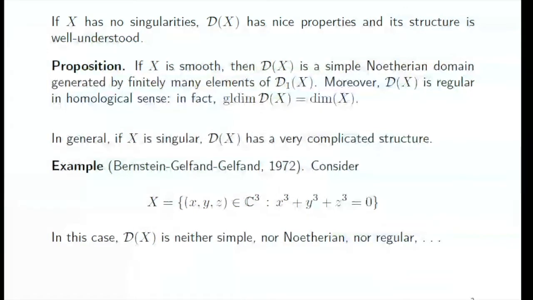And I should say, even at this point, despite much effort, questions like on which varieties D_X has nice properties, for example, Noetherian or simple, are quite complicated in higher dimensions. And as far as I know, there is no general characterization, despite the fact there are some interesting facts and results, which I will mention. So the question, how does D_X depend on singularities of X, is quite subtle.